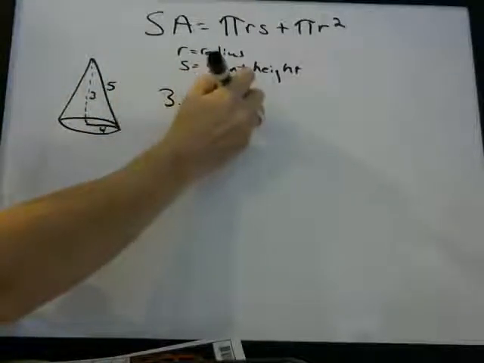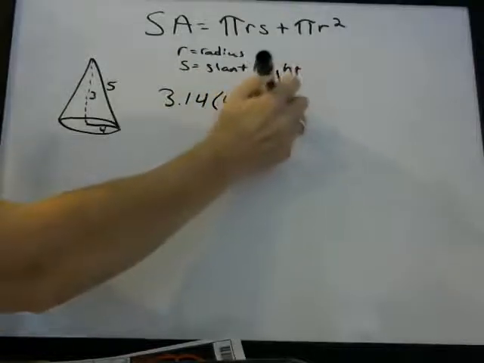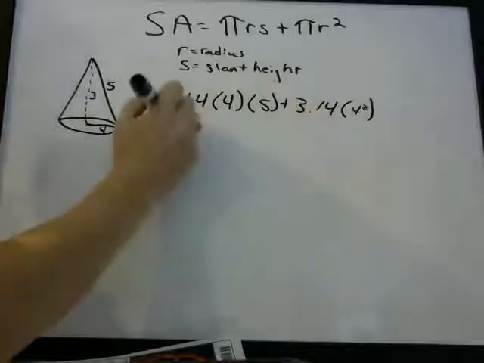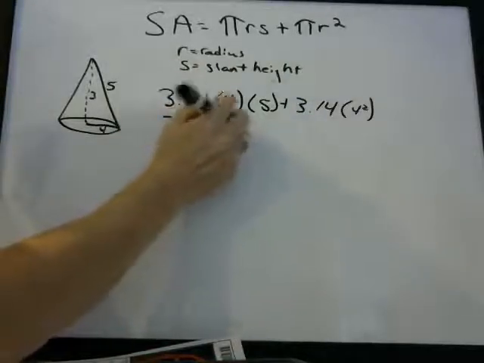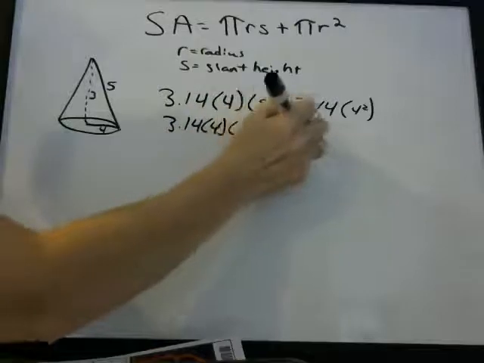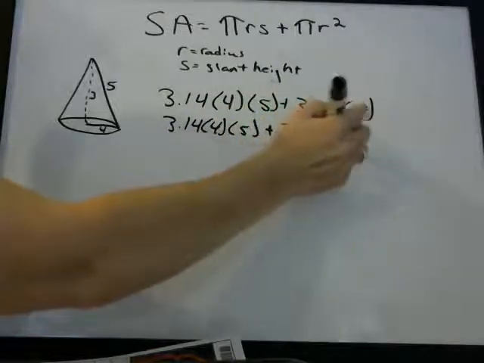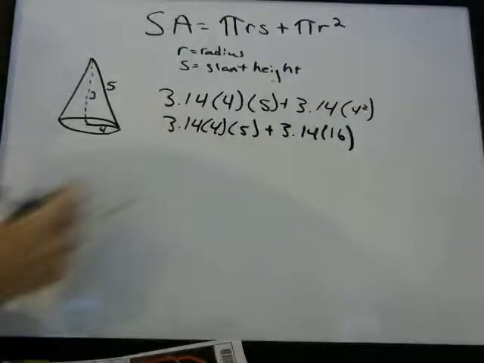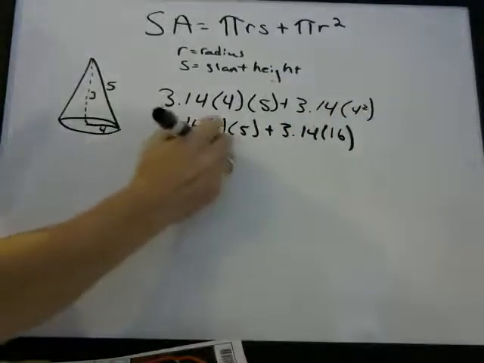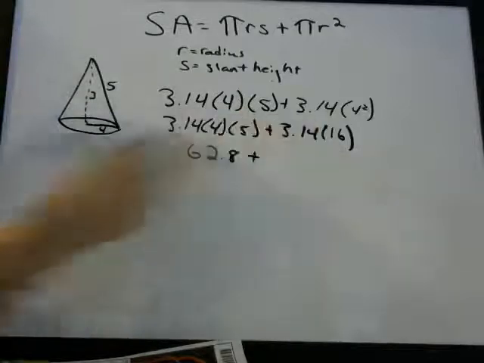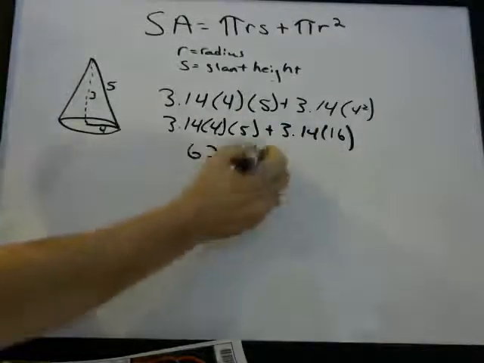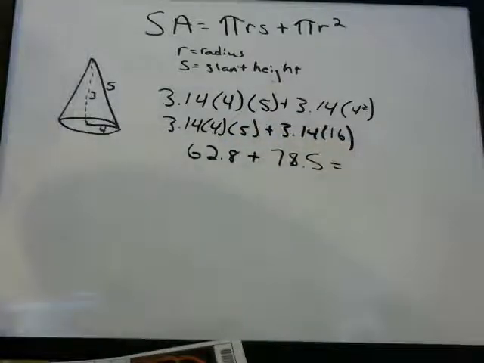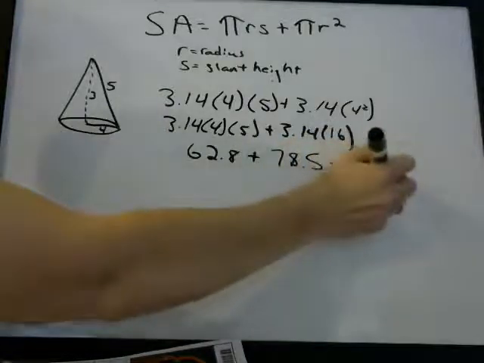3.14 times the radius, which was 4, times the slant height, which is 5, plus 3.14 times the radius, which is 4 squared. 3.14 times 4 times 5, plus 3.14 times 4 squared. 4 squared is 4 times 4 is 16. You do the multiplication. 3.14 times 4 times 5, you get 62.8. 3.14 times 16 is 50.24. You do the addition and you get 113.04.